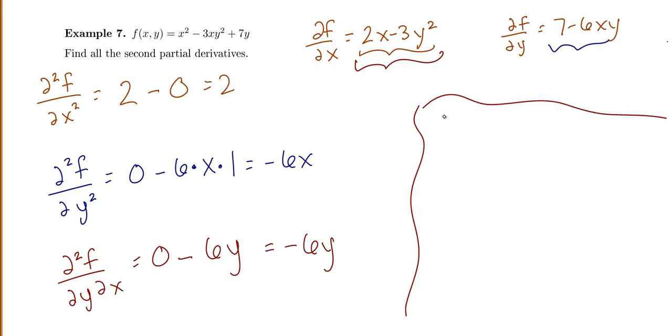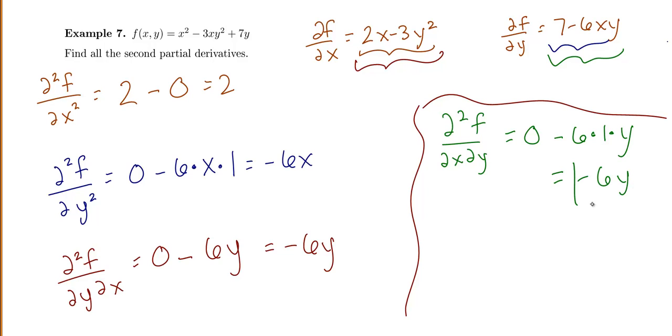And one more color, let's do the mixed partial where we go inside out, so we're going to do the derivative of y first, so let's do this one. And now take the derivative with respect to x, so x is the only thing we care about, so 7, that's going to be 0, minus 6 times the derivative of x is 1, and y was a constant, so we keep it here, so negative 6y. Notice that whether we did the derivative with x and then y, or y and then x, we got the same result of negative 6y.